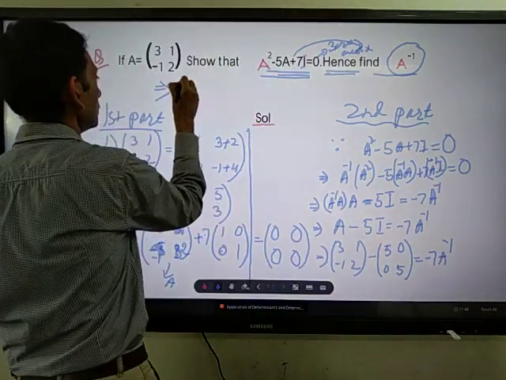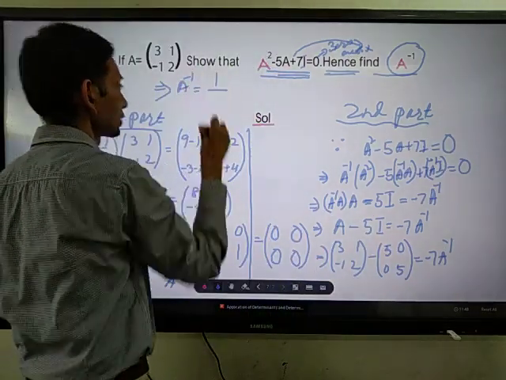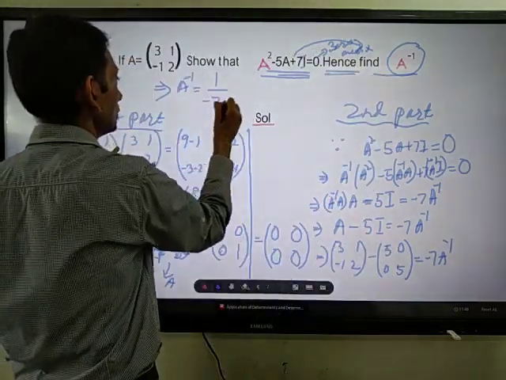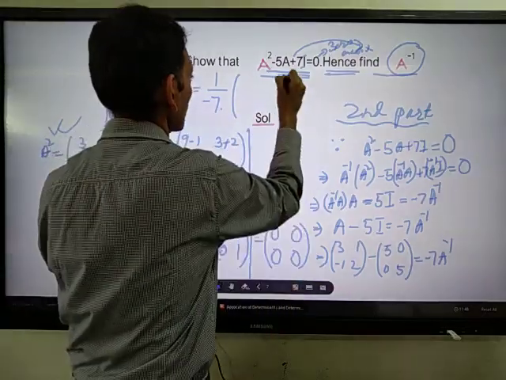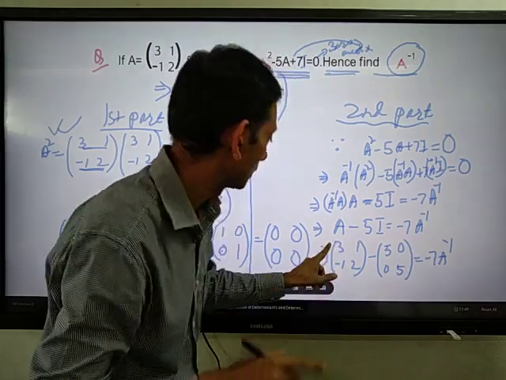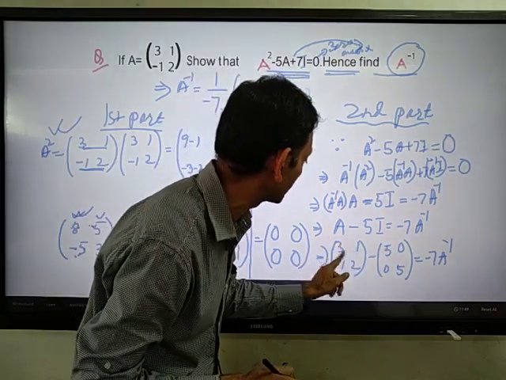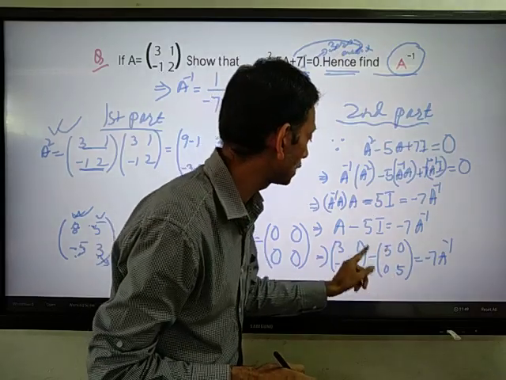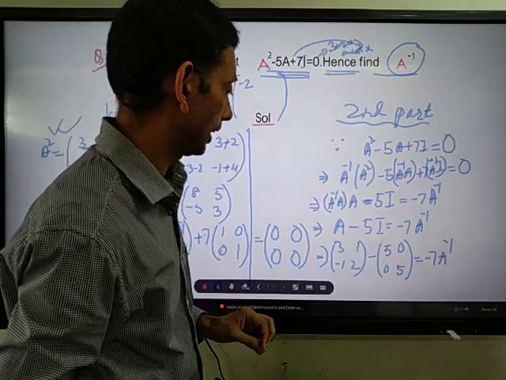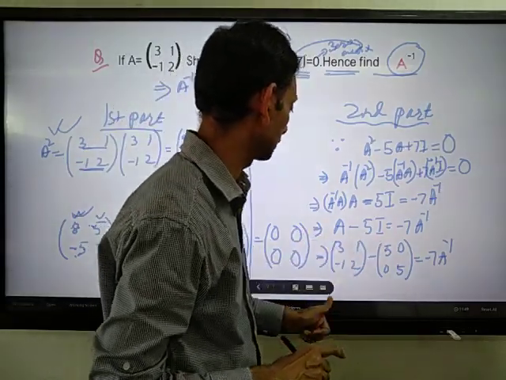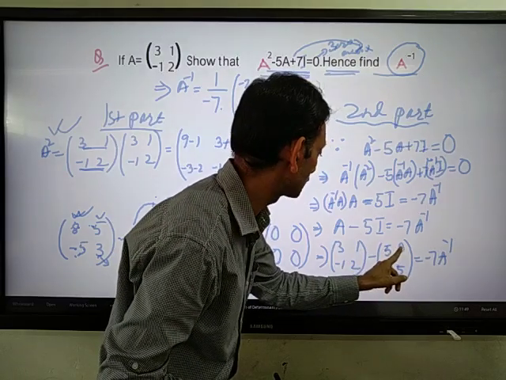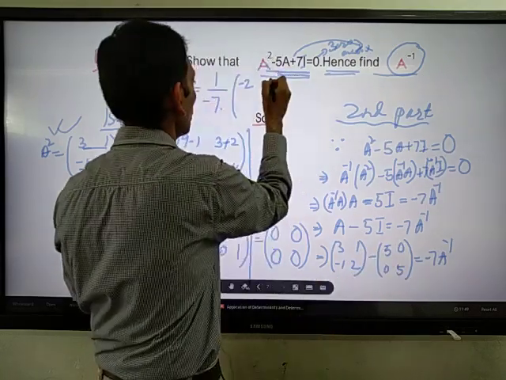Finally, what will be the final step? A inverse will be, we will transpose this minus 7 to the right side, so it will be 1 by minus 7. Now we need to calculate this. The first element is 3, and here the first element is minus 5. So 3 minus 5 is what? Minus 2. You got this element as minus 2. Then here what is this element? Here is 1. And what is this element? 0. This is minus 0, so 1 minus 0 will be obviously 1.